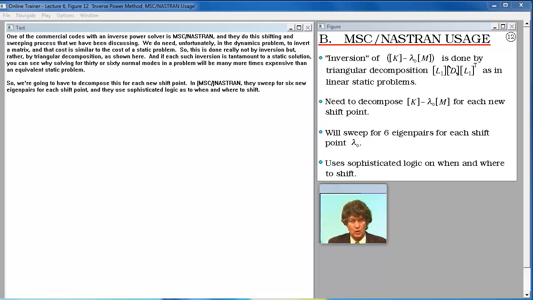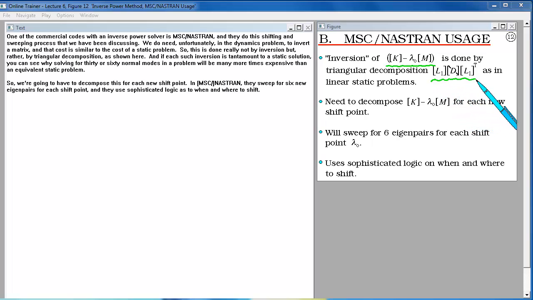One of the commercial codes with an inverse power solver is MSC Nastran. And they do this shifting and sweeping process that we've been discussing. We do need, unfortunately, in the dynamics problem to invert a matrix, and that cost is similar to the cost of a static problem. So this is done really not by inversion, but rather by triangular decomposition as shown here.